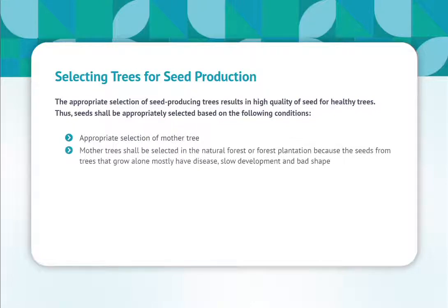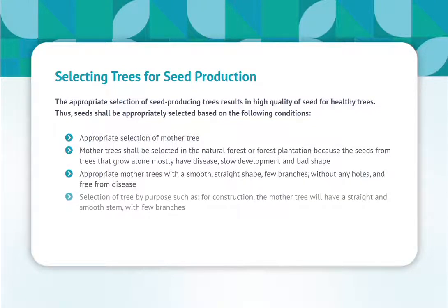The appropriate selection of seed-producing trees results in high quality of seed for healthy trees. Thus, seeds shall be appropriately selected based on the following conditions. Appropriate selection of mother tree. Mother trees shall be selected in the natural forest or forest plantation because the seeds from trees that grow alone mostly have disease, slow development and bad shape.